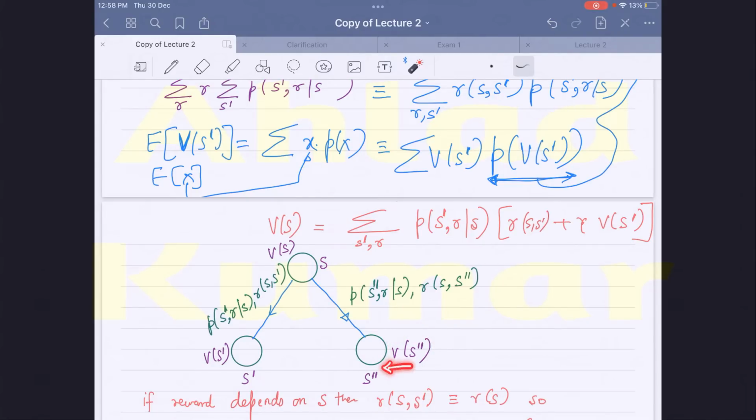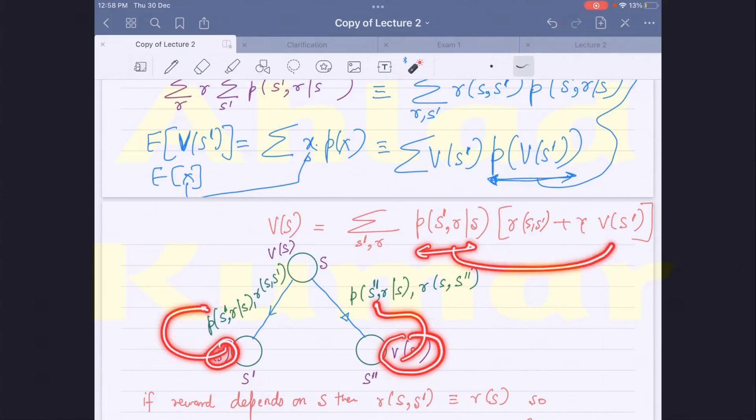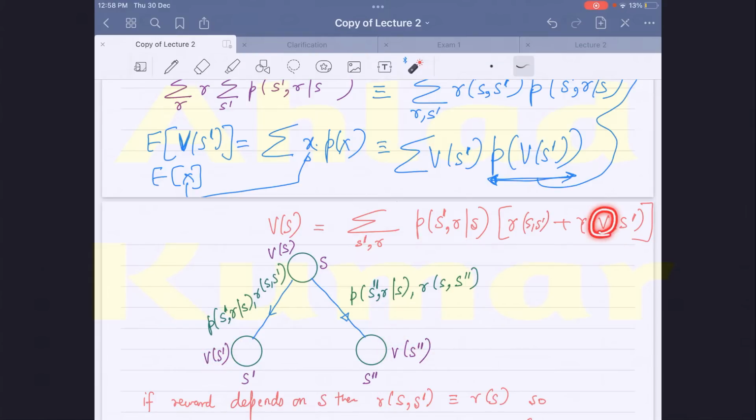So we are assuming that we have already calculated the values of the bottom nodes here, and they are denoted by V S double prime and V S prime here. If we know the values of these two, then the expectation of this node can be easily calculated by multiplying the individual values with the corresponding transition probabilities. So that is what is given over here. We are multiplying the values of the next state. That's why it is given as S prime here.